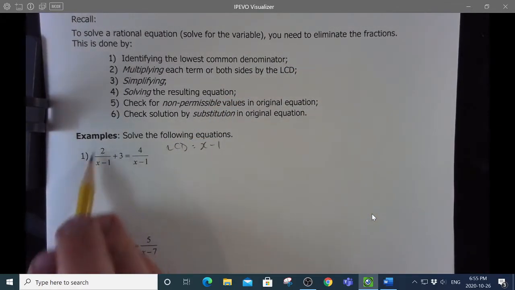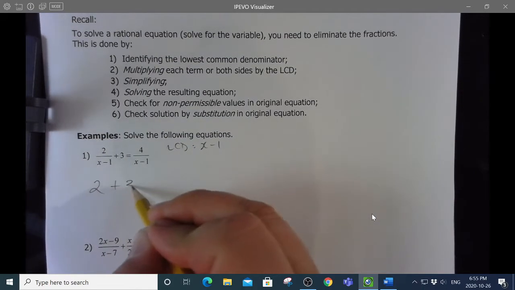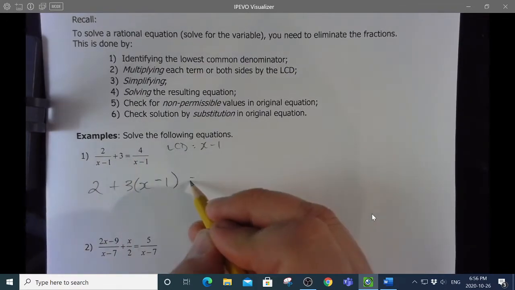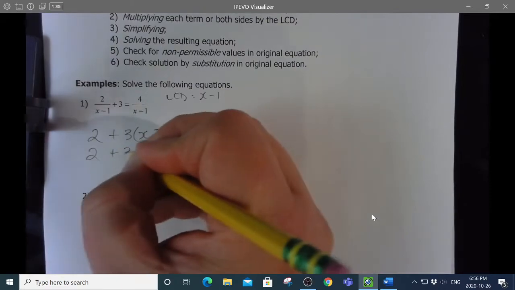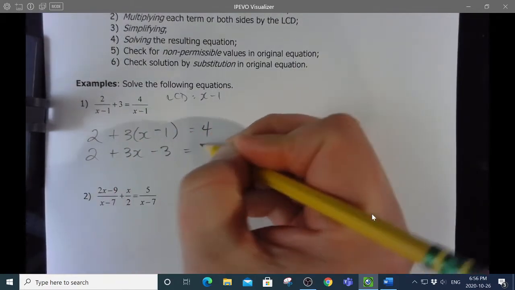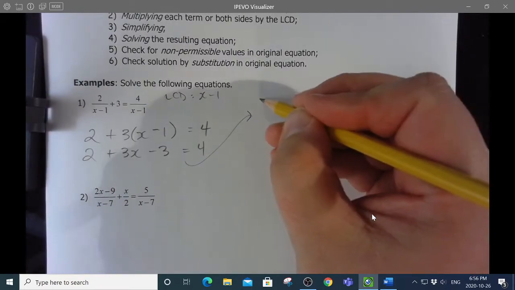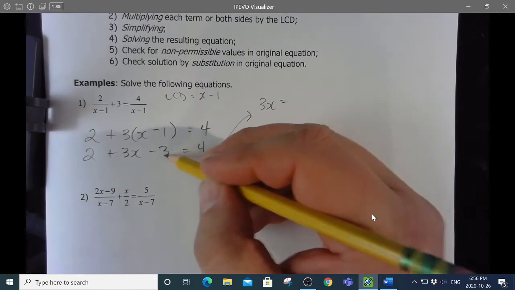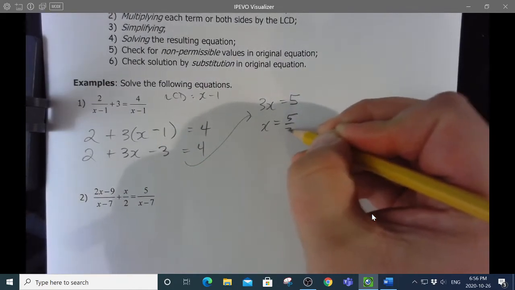So I times this term by x minus 1, giving me a 2. I times this term by x minus 1. And I times this term by x minus 1, giving me a 4. So that's going to be 2 plus 3x minus 3 is equal to 4. I'm going to move all the constants to the other side. So 3x is equal to 2 minus 3 is negative 1. Add the 1 to both sides, so 3x equals 5. X is equal to 5/3.